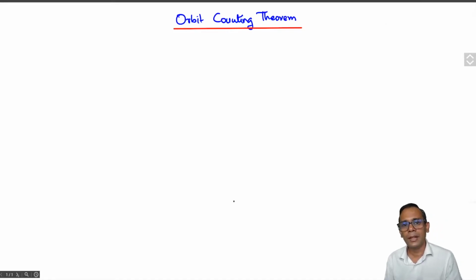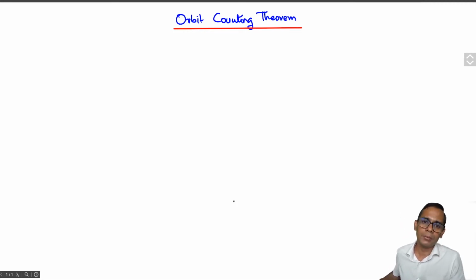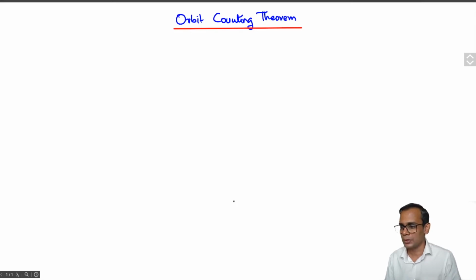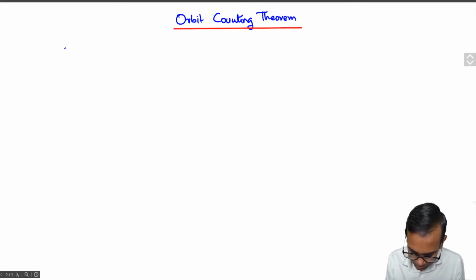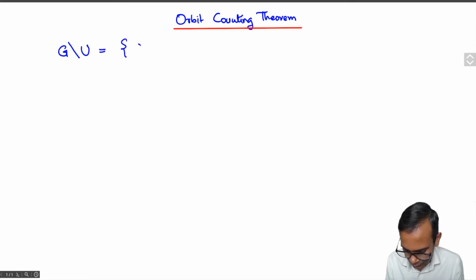In this lecture, I'm going to introduce a very important theorem which lets you count the number of orbits of a permutation group. So firstly, let me just introduce the space of orbits. It's usually denoted by G\U, and this is by definition the set consisting of all orbits of U.